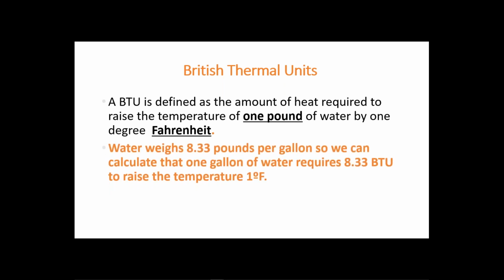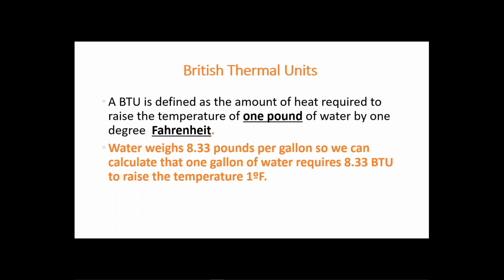How do we do the math for that, the calculation of pounds? We need to know that water weighs approximately 8.33 pounds per gallon. So we can then calculate that 1 gallon of water would require 8.33 BTUs to raise the temperature 1 degree. So what we've done is we've actually transferred that 1 pound into a gallon by its weight. And now we know how many BTUs are required to raise the temperature of that gallon 1 degree.